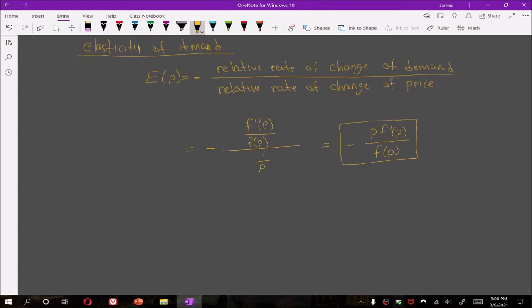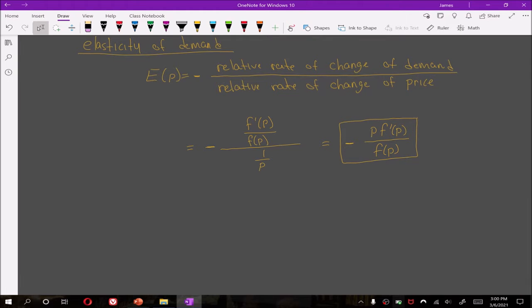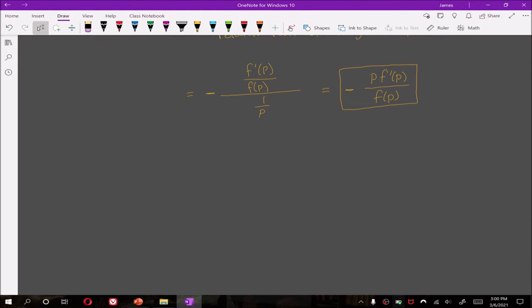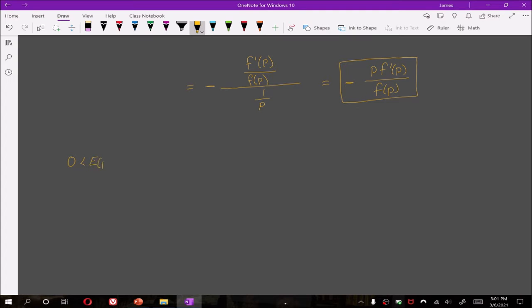Now, to interpret it, what exactly is elasticity of demand? Elasticity of demand is always going to be a positive value. And we have three possibilities. The first possibility is that the elasticity will fall between 0 and 1, in which case we say the demand is inelastic.